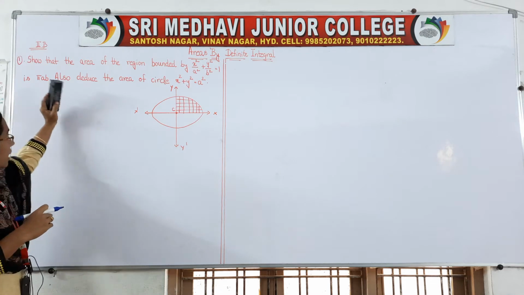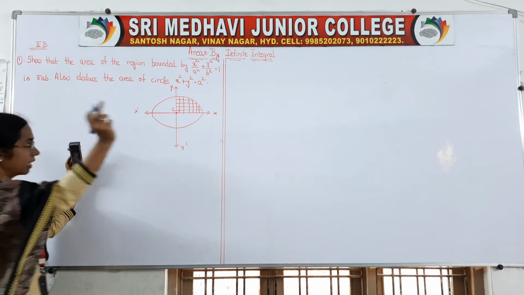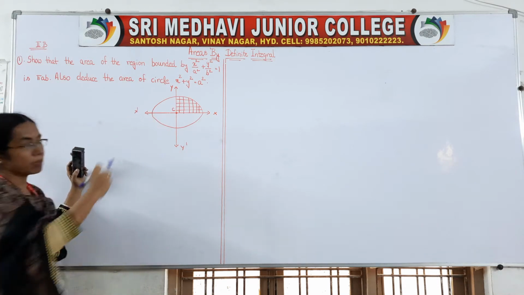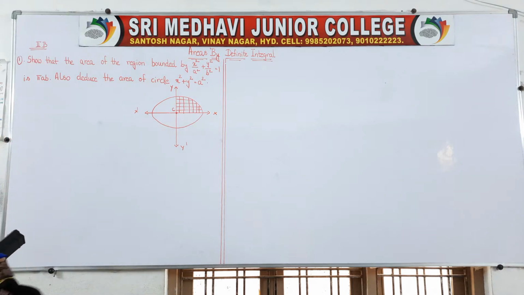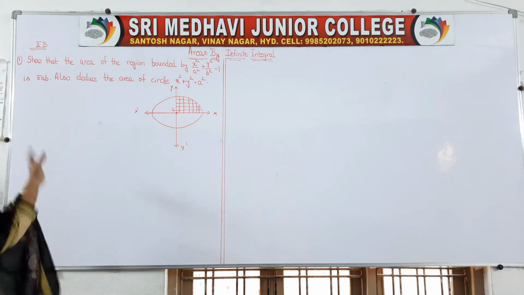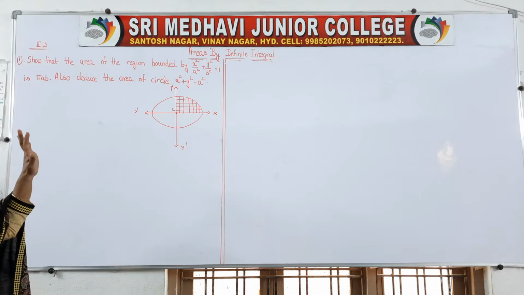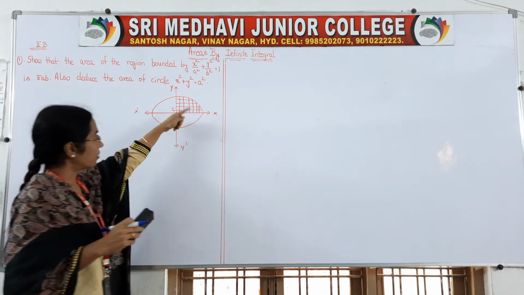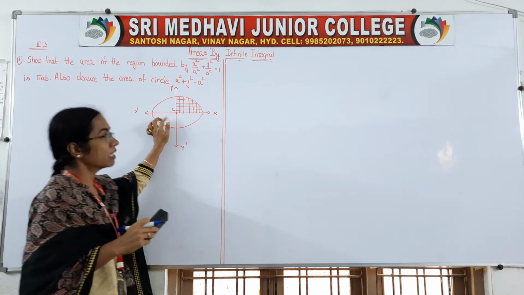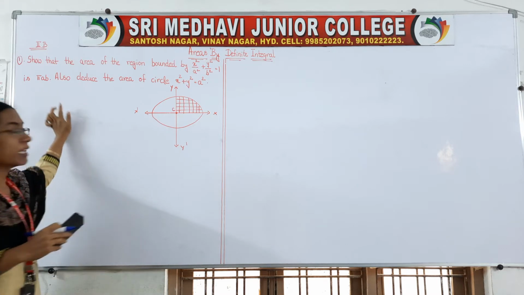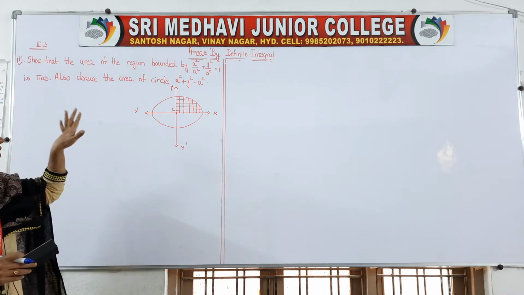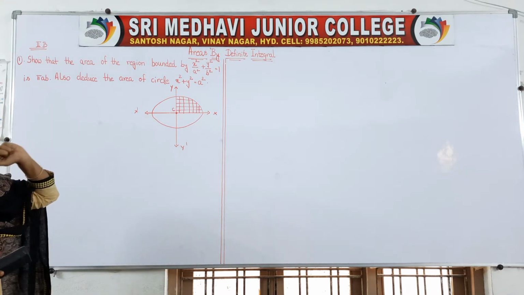Show that the area of the region bounded by, if you see, x square by a square plus y square by b square is equal to 1. It is an ellipse equation, right? We have to find the area covered by the ellipse. We have to show that the area covered by the ellipse is pi AB.